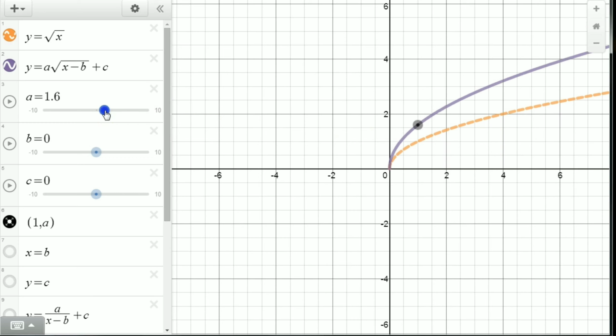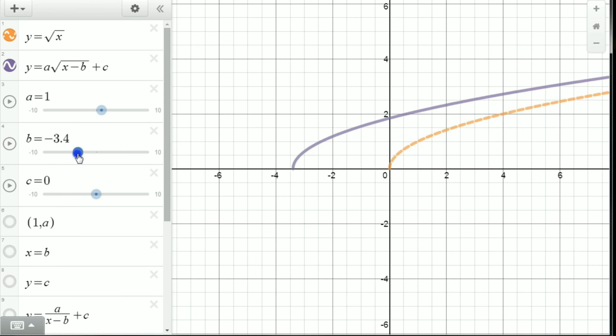Again, if a is negative, we will get a graph which is flipped across the x-axis and looks like so. As with all of our other power functions, we would expect that changing the value of b moves the graph left and right, and here we can see that changing the value moves the graph left and right, like so.